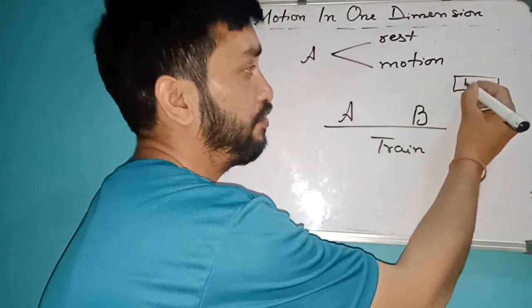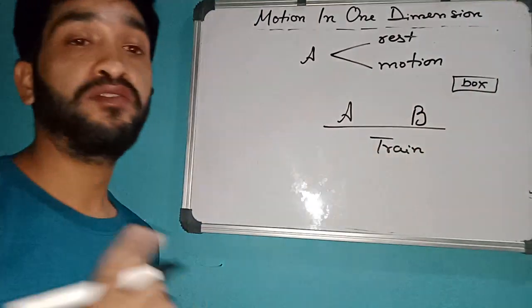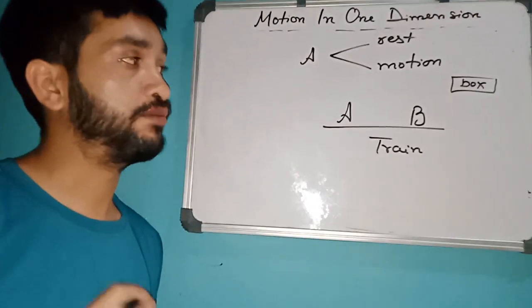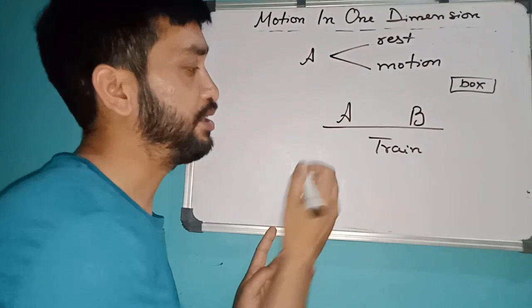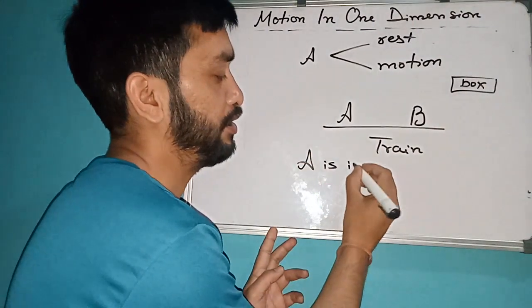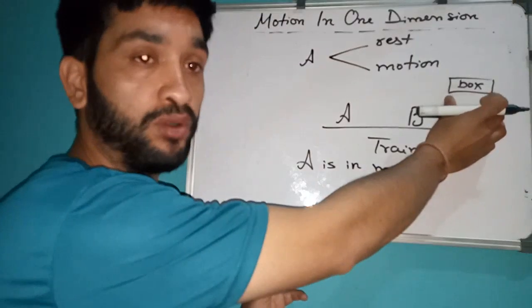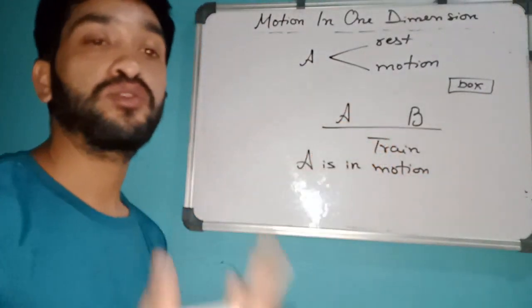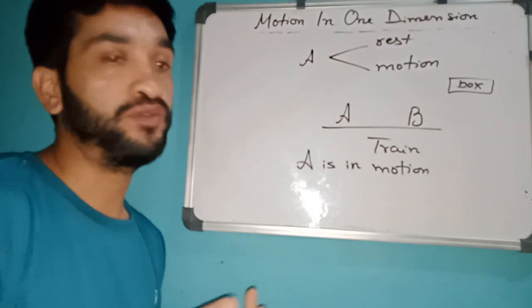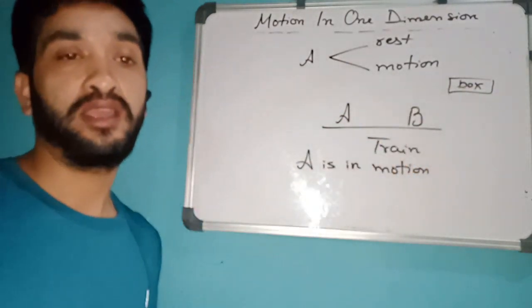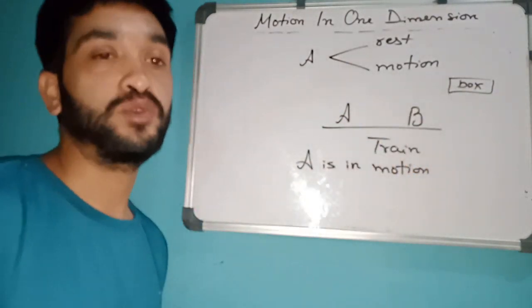So with reference to this box, if I say something about A, when the train is moving, I can say that A is in motion. Why? Because with reference to this box, this A is going to change its position. Definitely the train is moving, so distance will change between A and the box. So I can say A is in motion.